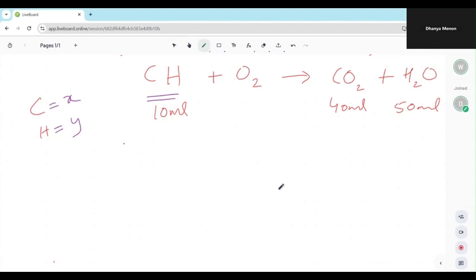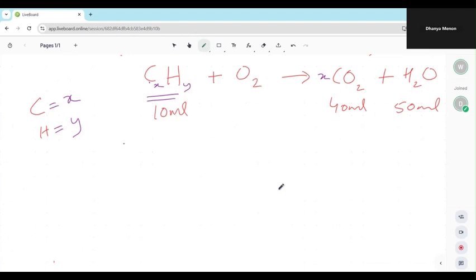So CXHY. Let's assume that X is the number of carbon atoms and Y is the number of hydrogen atoms. If you are writing X and Y, you have to balance it. So CX means there are X carbon atoms. So I write this as X. Balance it by X.